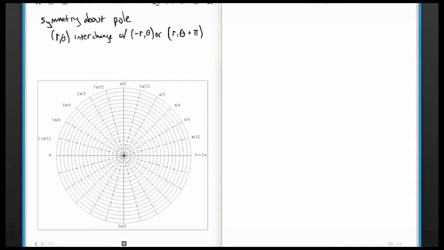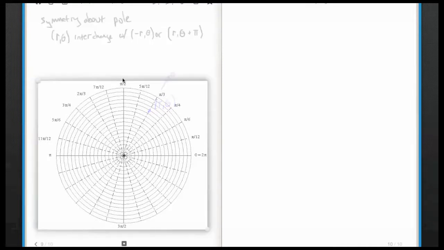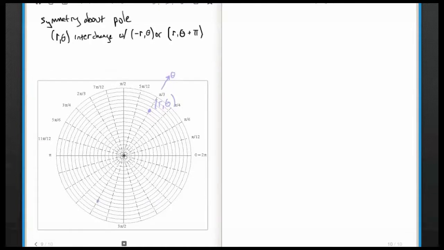So let's try that again. We'll do the same deal, maybe in purple this time. So here I've got some point r theta. Now if it's symmetric about the pole, it should wind up right down here. Right? So negative r, same theta. This is still theta in this direction. But if we just go down here, it's just negative r and the same theta. So that makes sense.